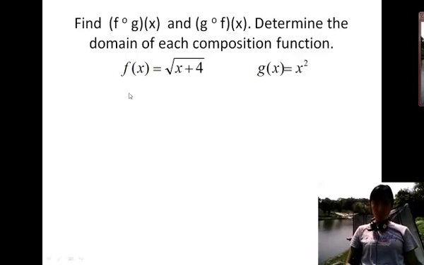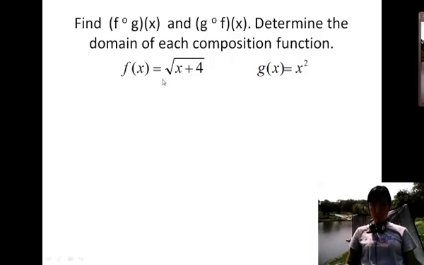So to actually do this, let's look at f of g of x and g of f of x if we were to have these two functions defined here. Let's just do the composition first. F of g of x, that's this right here. I'm going to evaluate that.